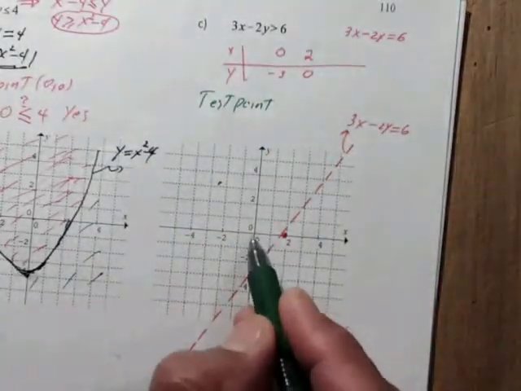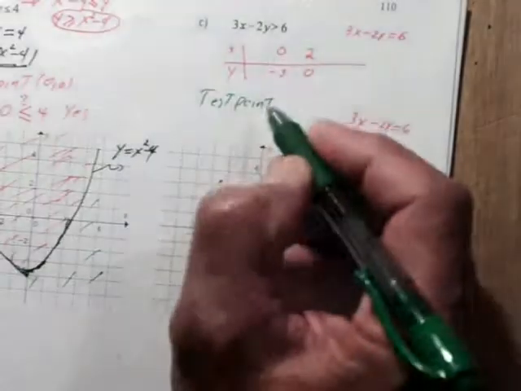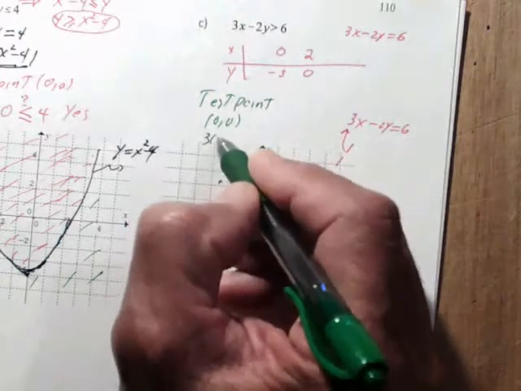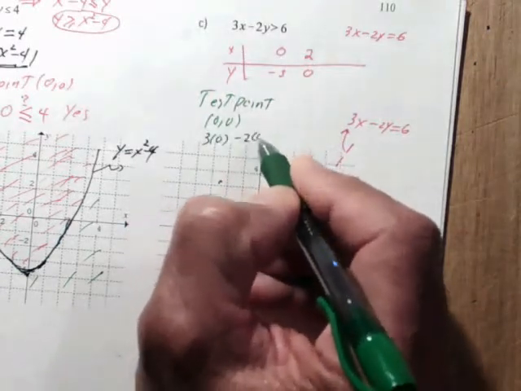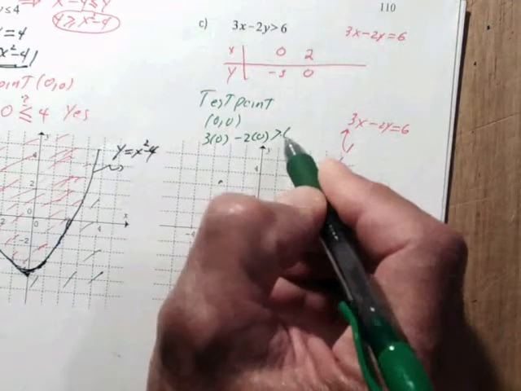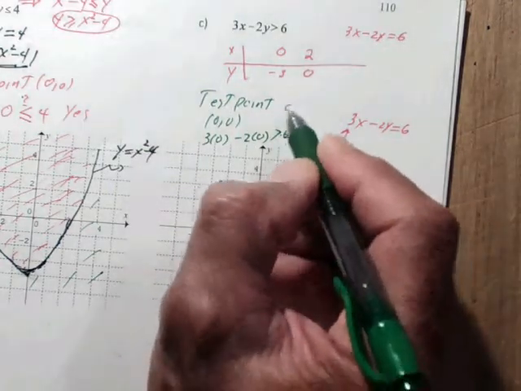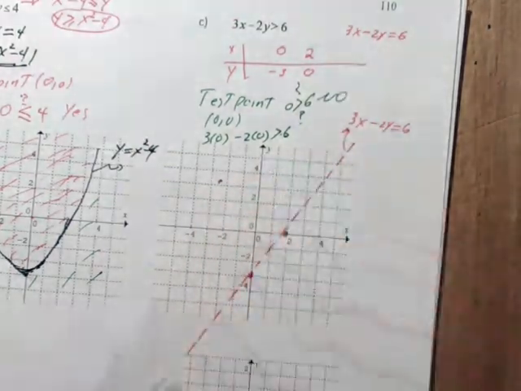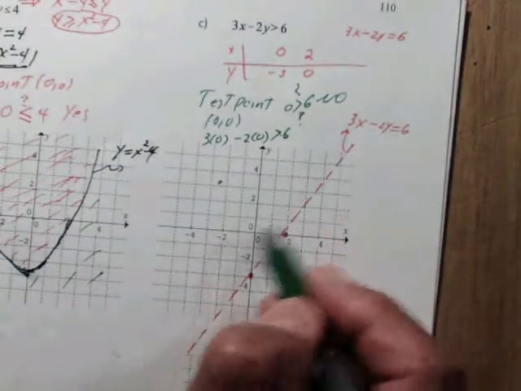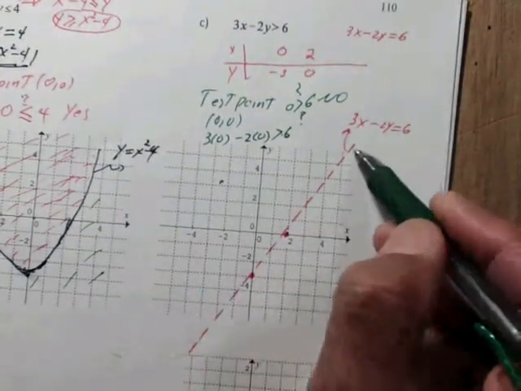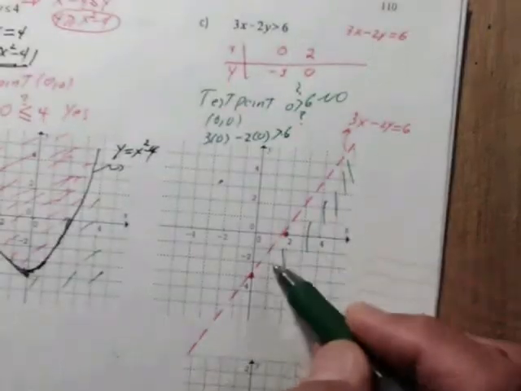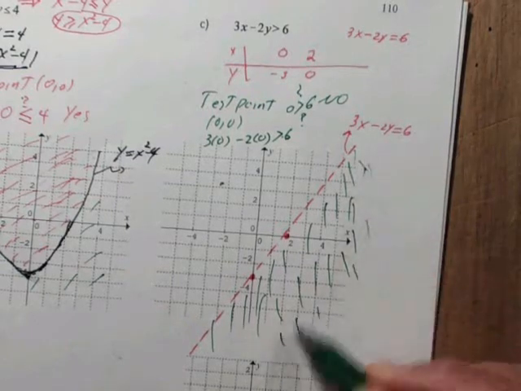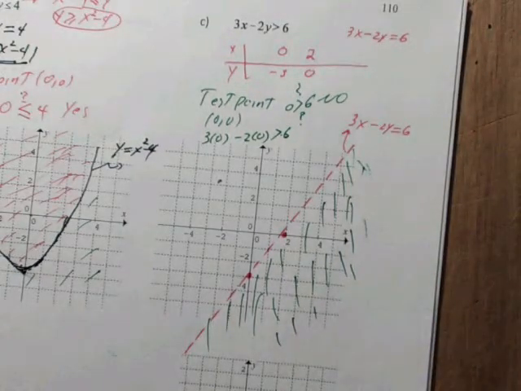Always use 0, 0 if it is not on the line, because that's the best point. If I put 0, 0, I get 3 times 0 minus 2 times 0 bigger than 6. 0 bigger than 6? The answer is no. That means the side where 0, 0 came from is not the solution, it's the opposite side. All the points on the left side of the line, and the line itself is not included.